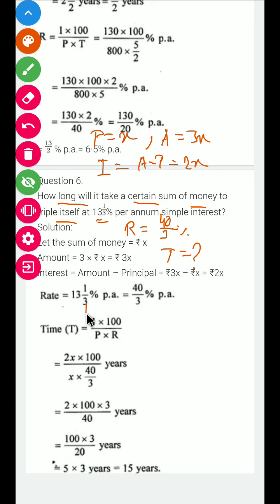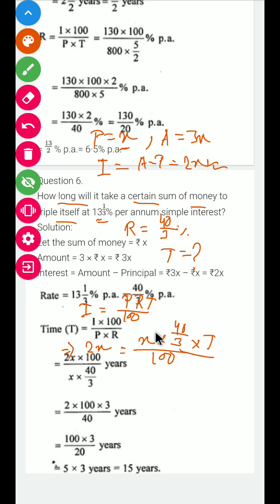Now go to the same formula, I is equal to PRT by 100. In the place of I you have to put 2x, because interest is 2x, principal is x, R is 40/3, time is what you have to find, divided by 100. Look, x will be cancelled from both sides. Now there is only one unknown, which is T. Now you can find the value of T from here. This will be 15 years. Thank you.